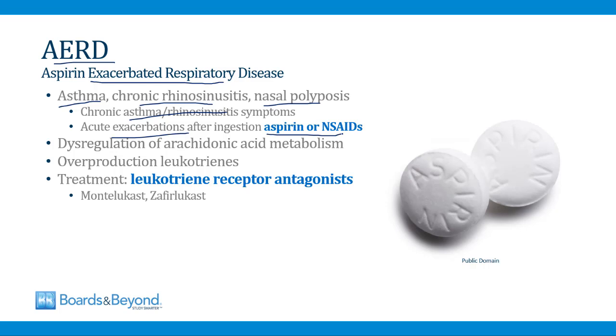This is a special subtype of asthma. These patients all have dysregulation of arachidonic acid metabolism, that slide that I showed you earlier on the eicosanoids. And in particular, what these patients have is overproduction of leukotrienes. And because of this, the hallmark treatment of AERD is a leukotriene receptor antagonist like montelukast or zafirlukast. These drugs block leukotriene receptors and they're very effective for AERD.